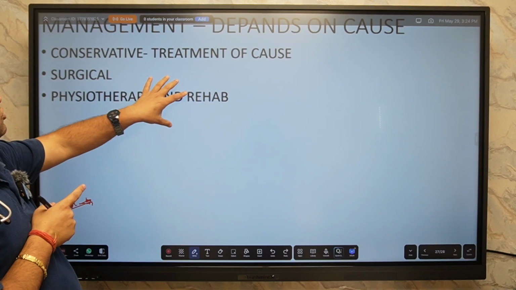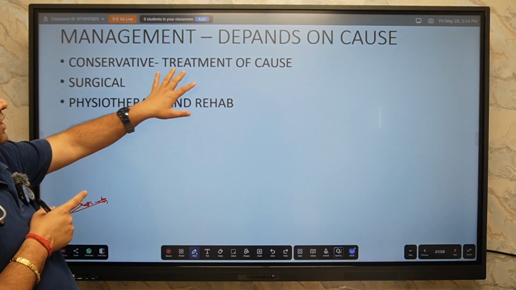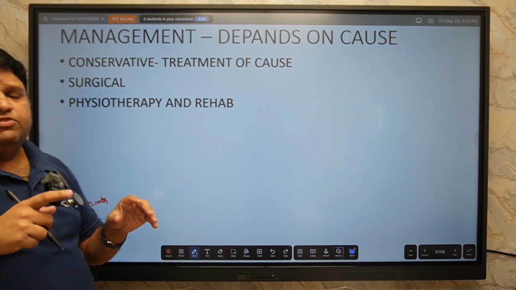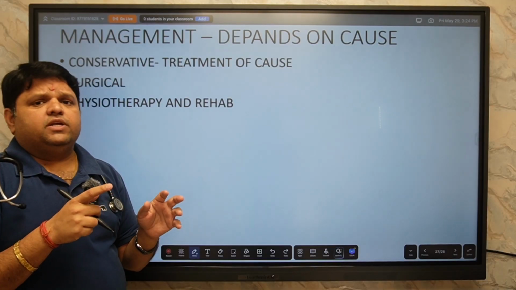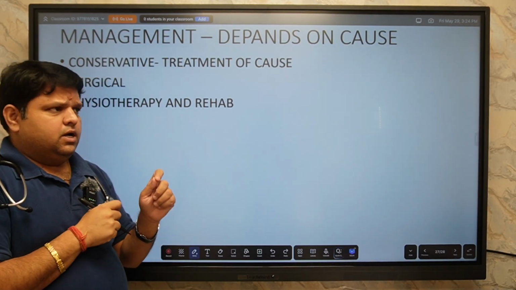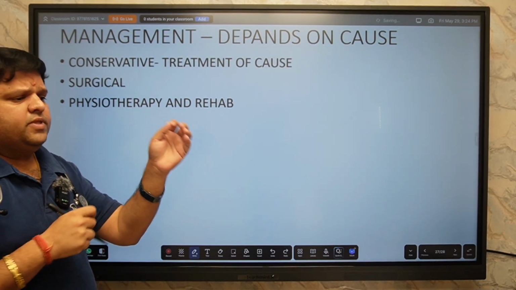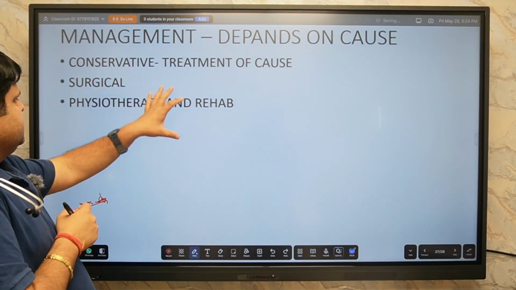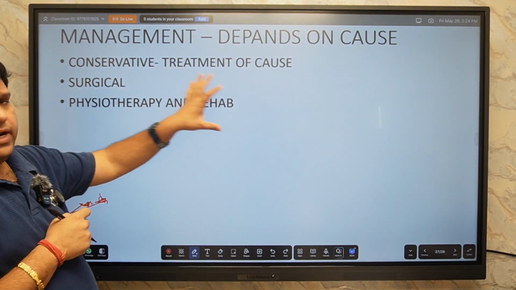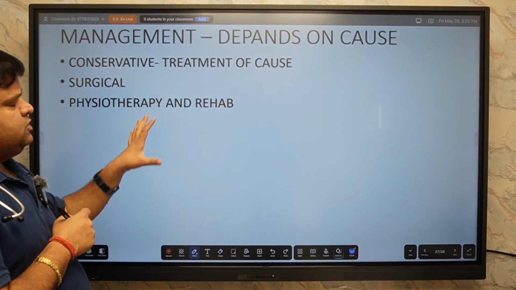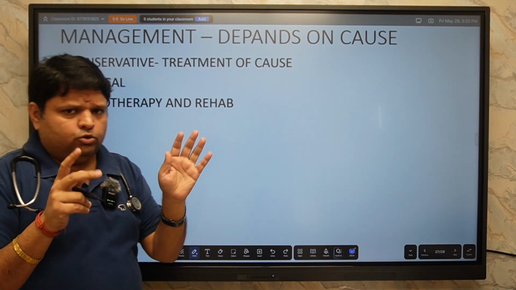Treatment is usually conservative in most cases, but may be surgical if there is a compression somewhere causing the neuropathy, like radial neuropathy or any other neuropathy after trauma, which may require surgical treatment. Physiotherapy and rehab are an important part of the management of neuropathy. This is all about the neuropathy.